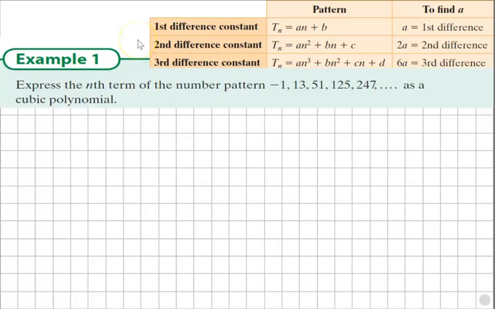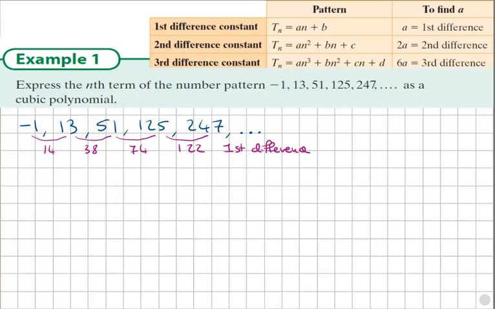Number patterns revisited. Example 1. Express the nth term of the number pattern -1, 13, 51, 125, 247, ... as a cubic polynomial.